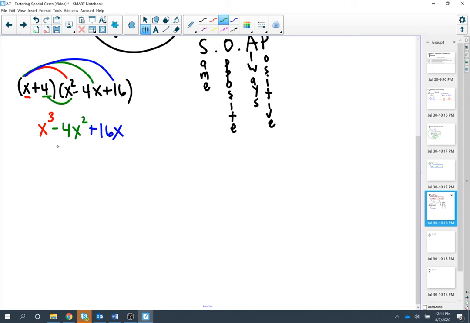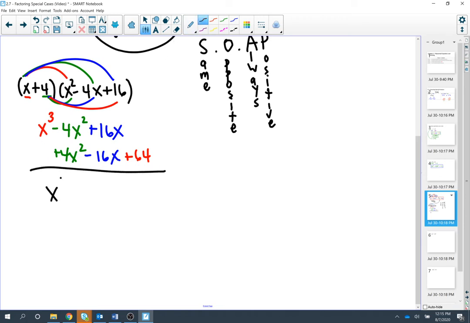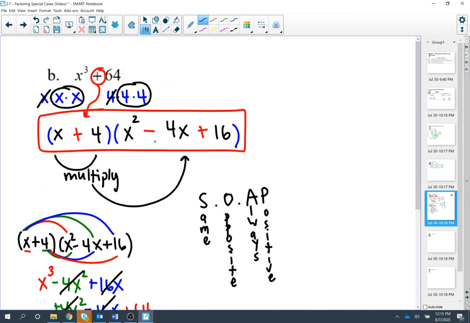4 times x squared, positive 4x squared. 4 times negative 4x, negative 16x. 4 times 16, plus 64. Then we combine like terms. X cubed drops down. These guys cancel. These guys cancel. Plus 64. And that is what we originally started with. So we know that our factors work out.